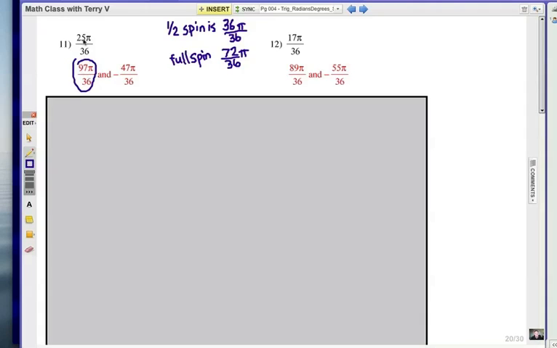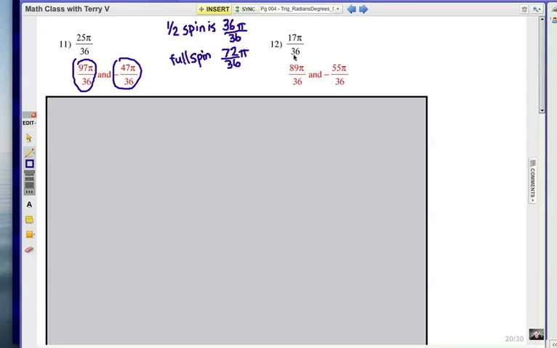Now if we take our positive angle in radians and we subtract it from 72, that's going to give us our 47 pi, and that's over 36, that's negative. All right, so remember that the positive angle and the negative coterminal angle add up to 360, or in this case 72 pi over 36, a full spin.